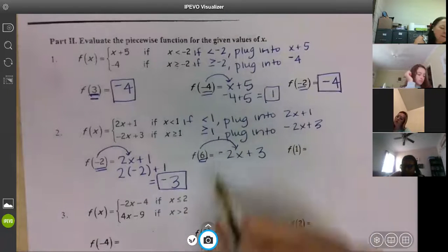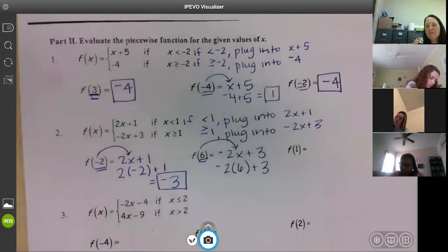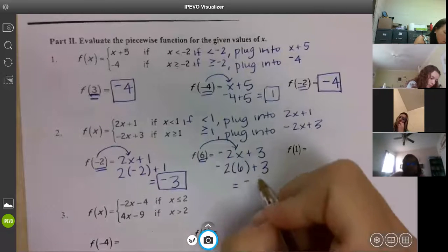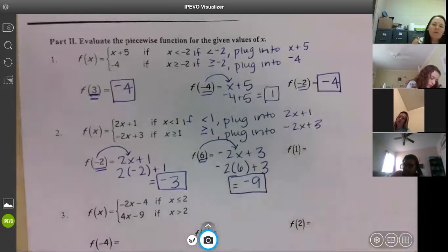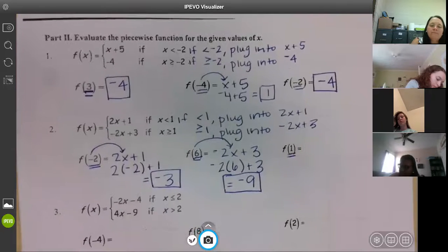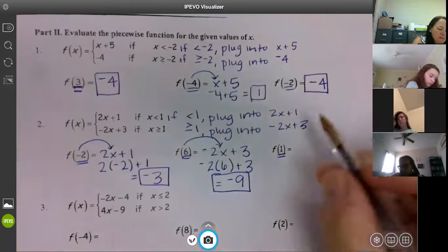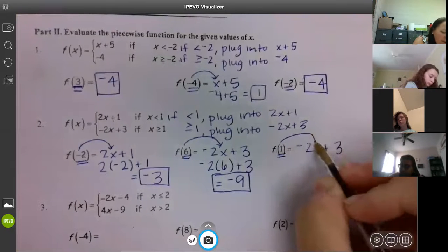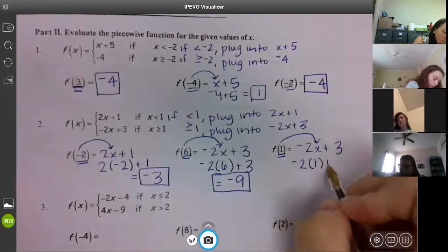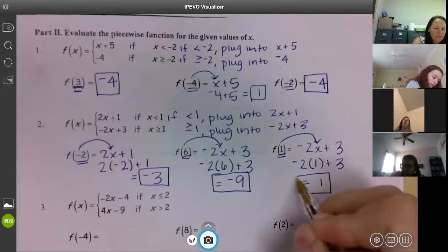So we're going to put the 6 into that x. So -2 times 6 plus 3. -2 times 6 is -12, plus 3 is -9. All right, f of 1. Does it plug into the first function or the second function? Second. Why does it plug into the second one? It's equal to 1. Yeah, it's equal to 1. So our second function was -2x plus 3. If there's an x, we plug in for it. So -2 times 1 plus 3. And what does that give us? One. Perfect. I need some other people answering, please.